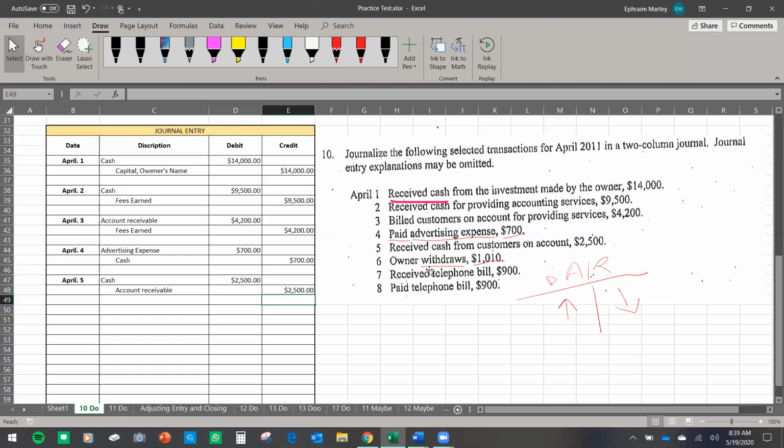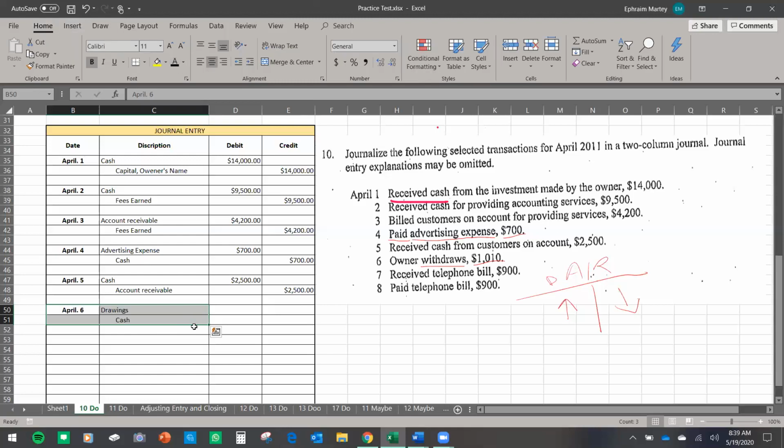We want to make an account of the money that the owner has withdrawn. So we'll have the drawing of 1010, and then we'll just reference it. So we'll have it on both sides of the equation.